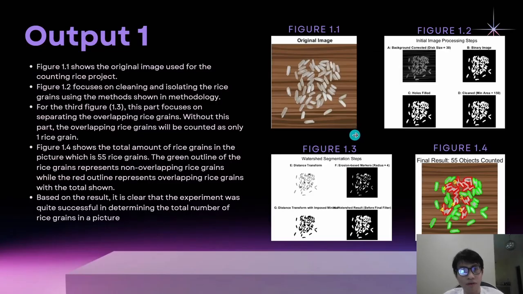For figure 1.4, it shows the total amount of rice strings in the picture, which is 55 rice strings. The green outline of the rice string represents non-overlapping as shown in the diagram here, and the red outline represents overlapping rice strings, which shows the number of the rice strings in a clump. Based on the result, it is clear that the experiment was quite successful in determining the number of rice strings in the pictures, which is 55.